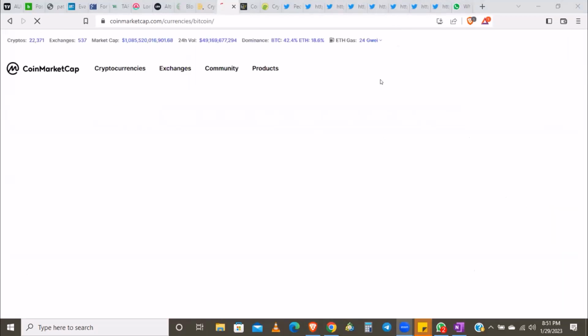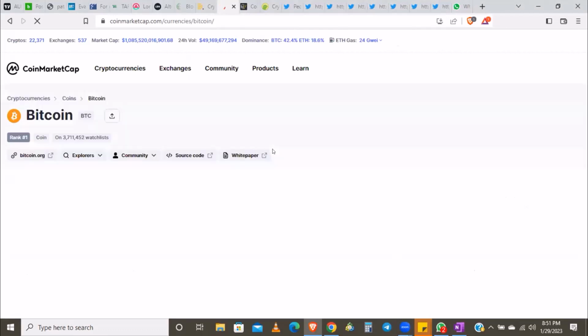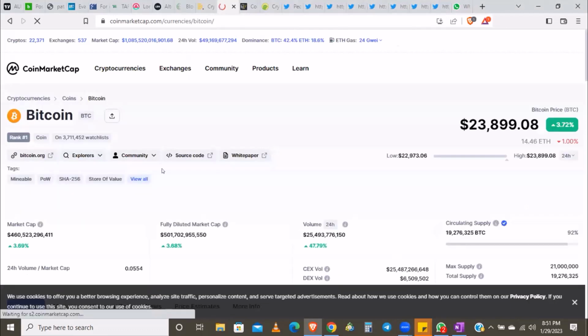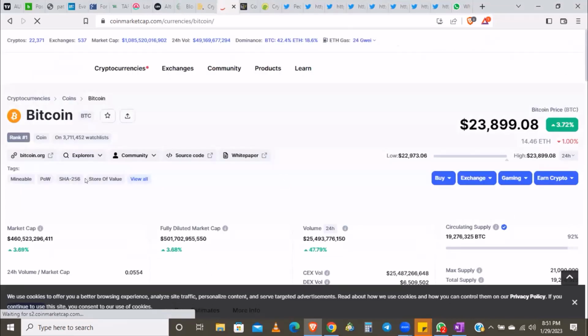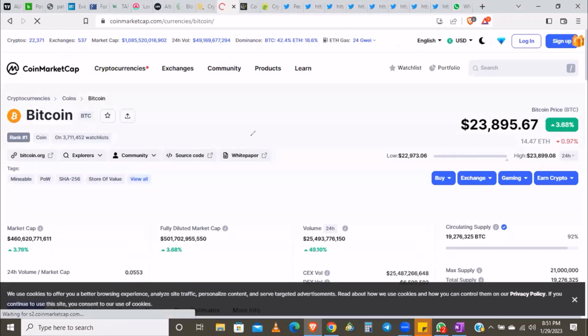My network is pretty bad, but it's okay. Now look at it. This is all the information you need to know about Bitcoin. First of all, you want to know what Bitcoin is. Now you can come here. Look at this where I marked.